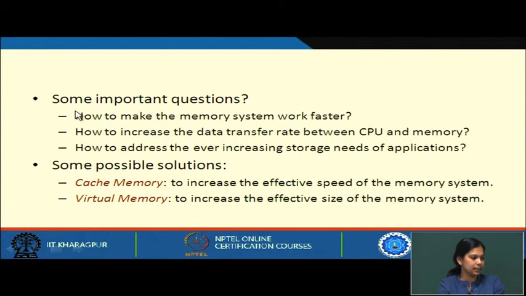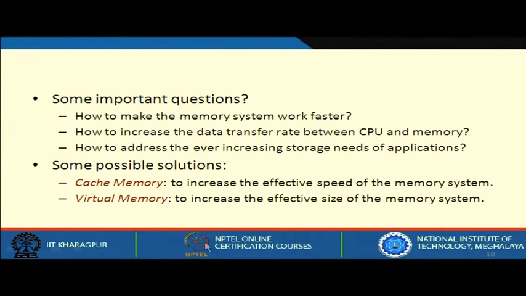At this point some important questions arise: how to make a memory system work faster? It has a limitation, but how can we make it faster such that the processor and memory speed gap can be reduced? How to increase the data transfer rate between CPU and memory, how the transfer of data can be made faster, and how to address the ever increasing storage need of applications. We need large memory as well. Not only do we need faster, we also need larger memories, because there are various applications which require larger memory space. So, we need to look into all the issues.